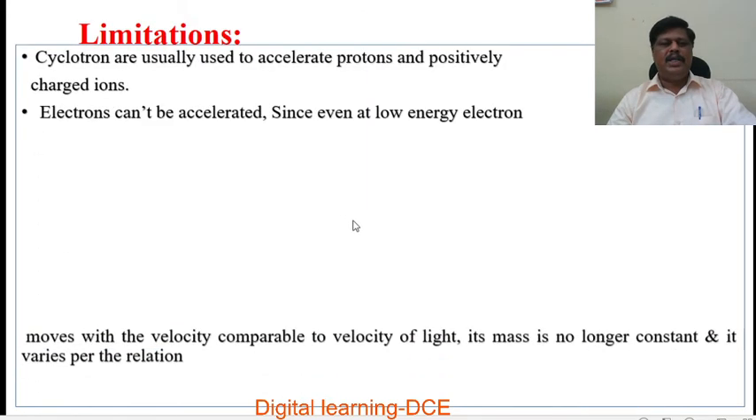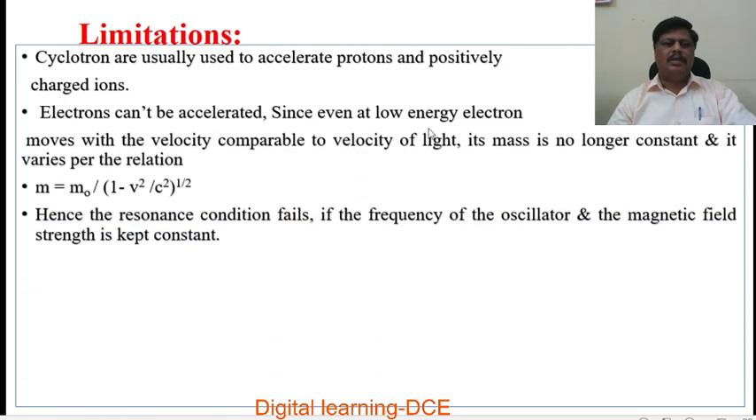What are the limitations of the cyclotron? Cyclotrons are usually used to accelerate protons and positively charged ions. Electrons cannot be accelerated since even at low energy, the electron moves with a velocity comparable to the velocity of light. Its mass is no longer constant and it varies as per the relativistic variation of the mass: M is equal to m naught into 1 over root of 1 minus v square over c square, to the power of half.